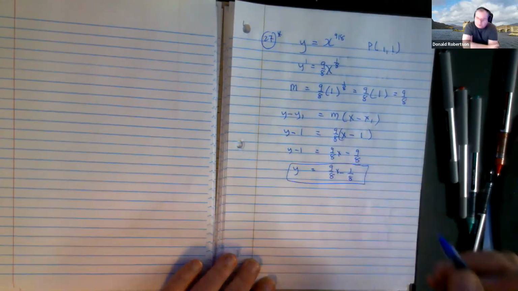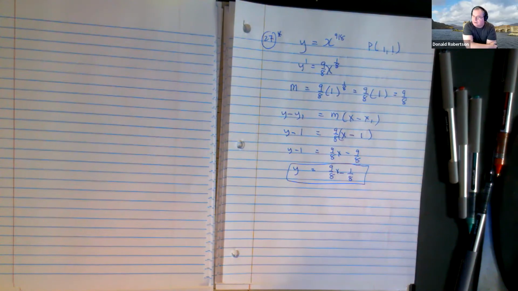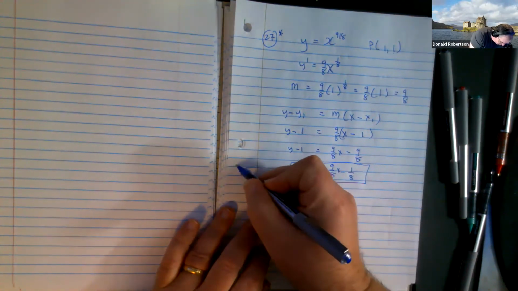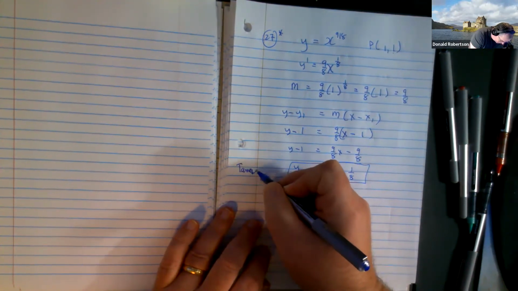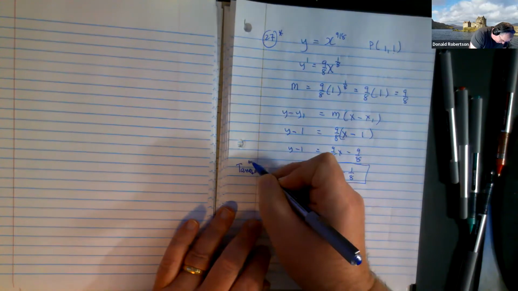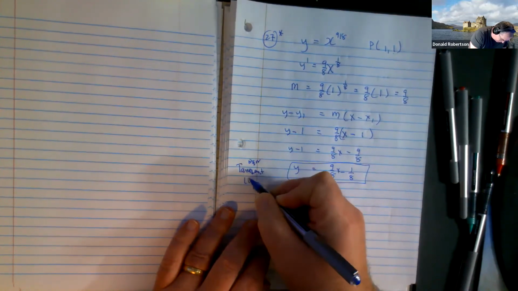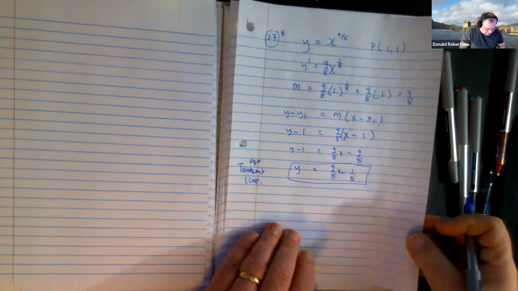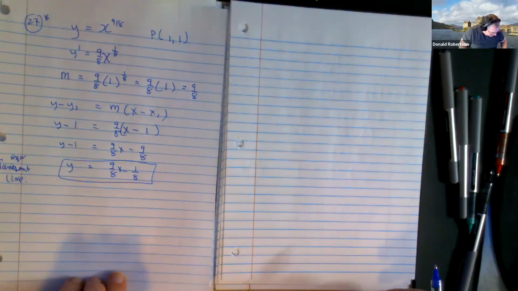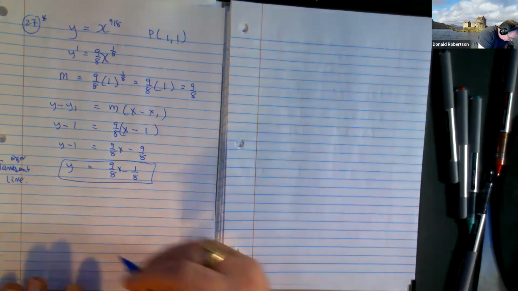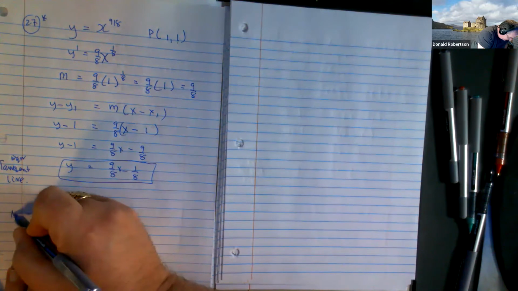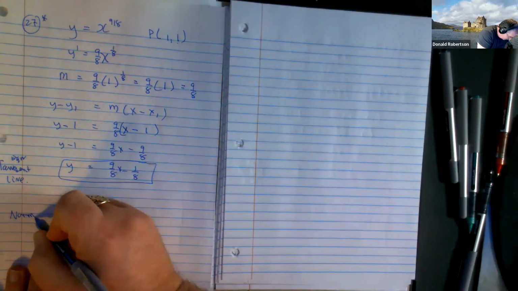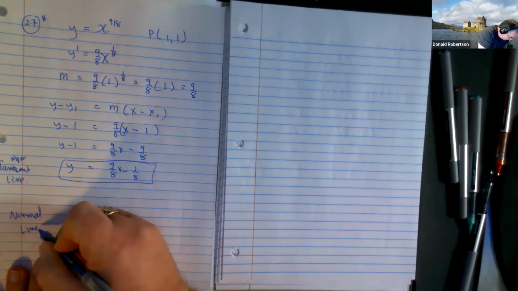Are we comfortable with that? Now, that is called a tangent line, right? In fact, it's the equation of a tangent line. I'm now going to show you another guy. It's called the normal line. And we're going to find the equation of it.